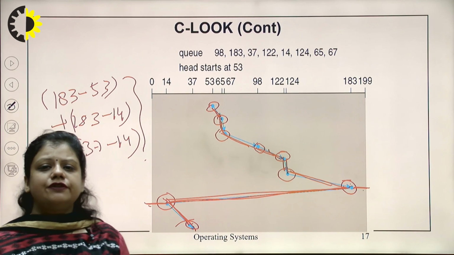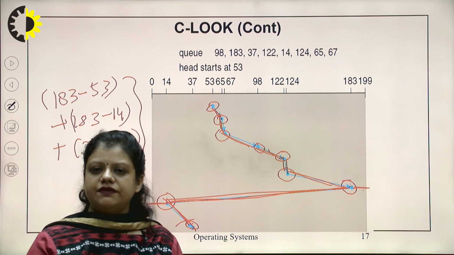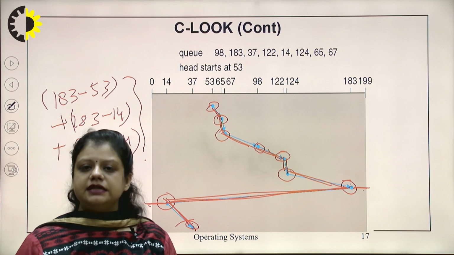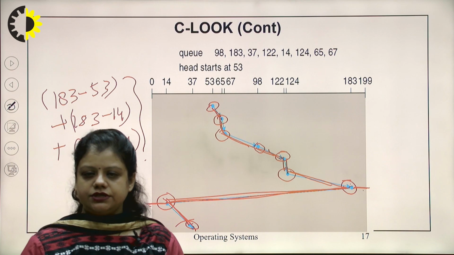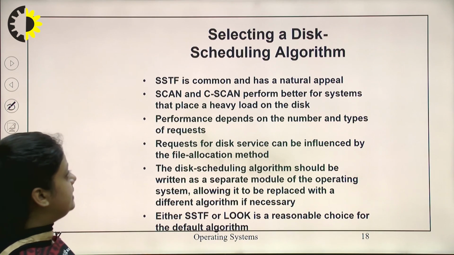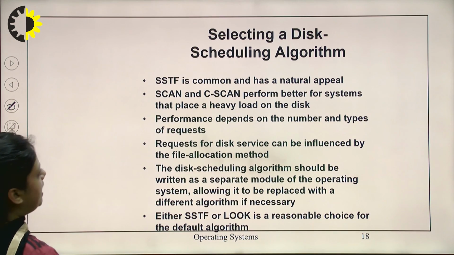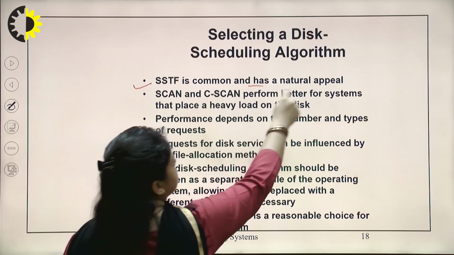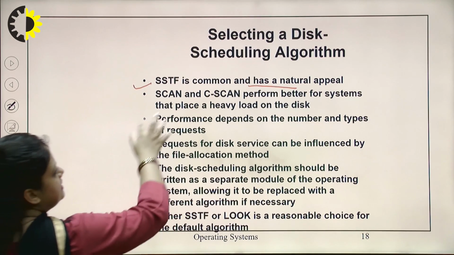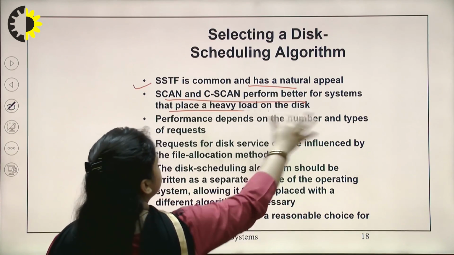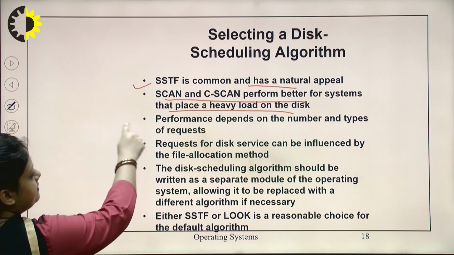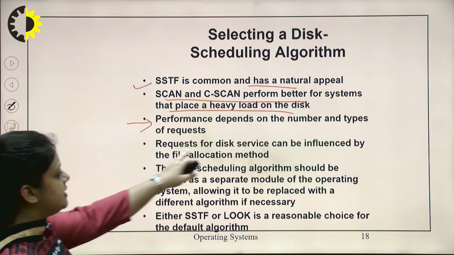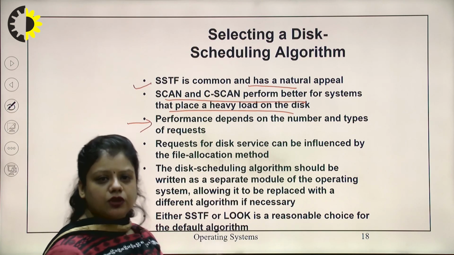So these are the different disk scheduling algorithms. That is, we have FCFS, SCAN, C-SCAN, LOOK, C-LOOK, and shortest seek time first. Selecting a disk scheduling algorithm: SSTF is the most common and has a natural appeal. SCAN and C-SCAN perform better for systems that place a very heavy load on the disk. Performance depends on the number and types of requests. Requests for disk service can be influenced by the file allocation method.